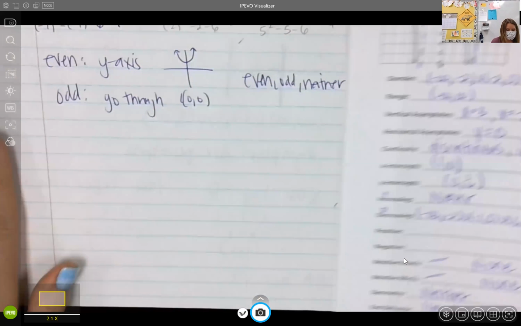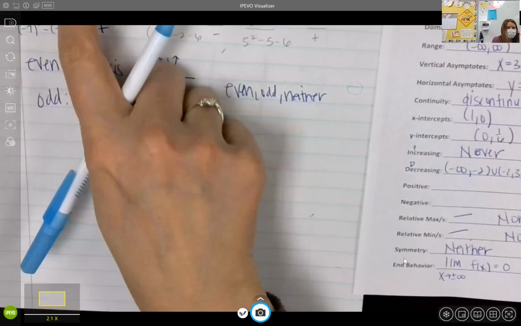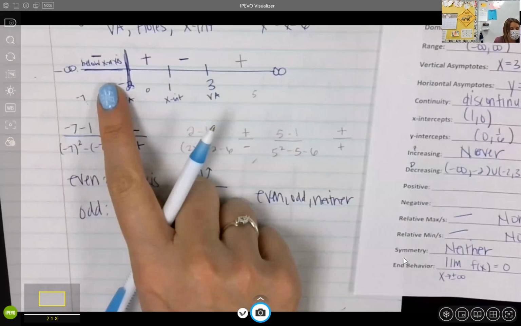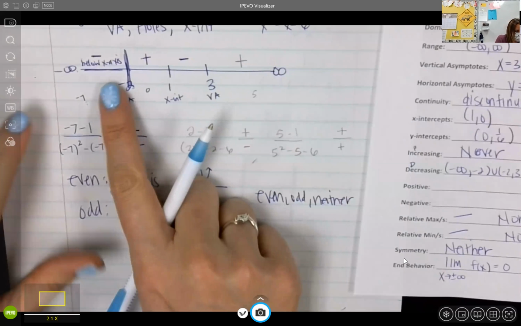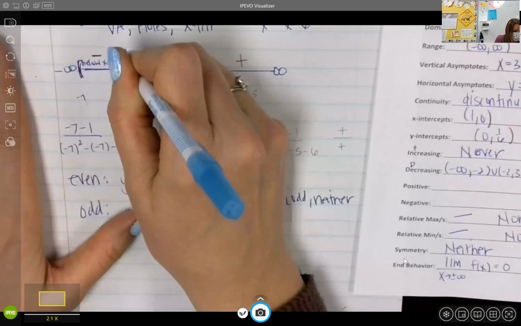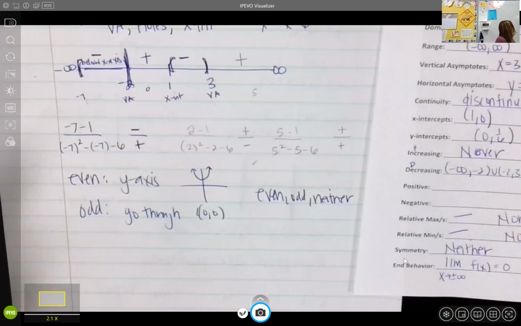Okay? All right, and then the last thing you have is your positive and your negative, which you have over here on your chart already. So you just need to write your intervals. Okay, so it starts out negative. So from negative infinity to negative 2, it's negative. And then again from 1 to 3, right? So put your negative, negative, and then positive, positive on your answer sheet.